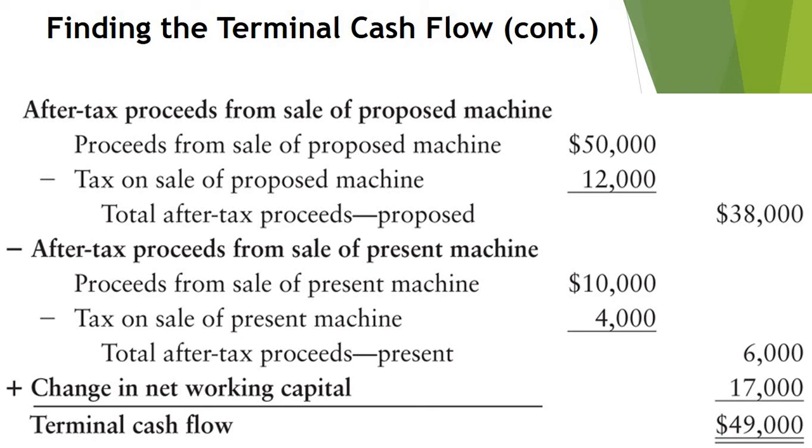So we already know that the firm is also recovering net working capital of $70,000. So net working capital will be added by $70,000. So based on this, terminal cash flow for Powell Corporation is $49,000.